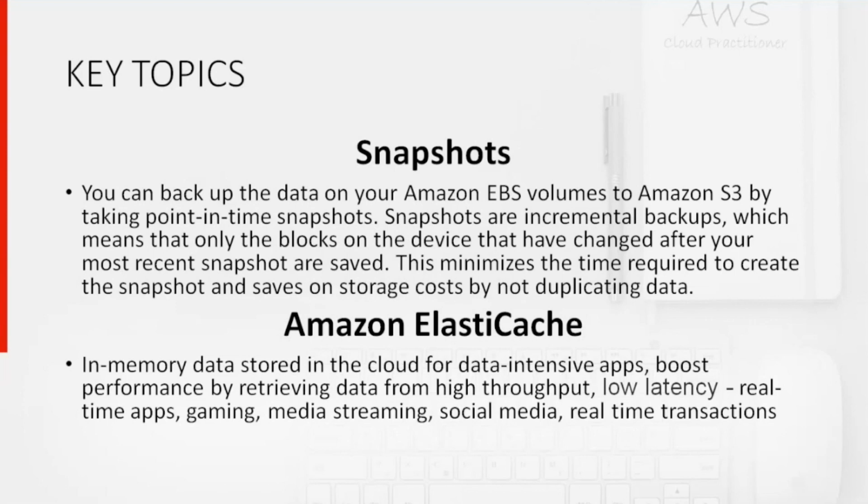Amazon ElastiCache. In-memory data stored in the cloud for data-intensive apps. Boost performance by retrieving data from high-throughput, low-latency, real-time apps: gaming, media streaming, social media, real-time transactions.